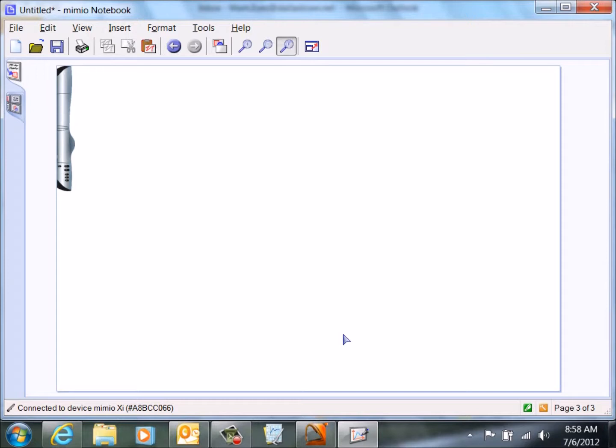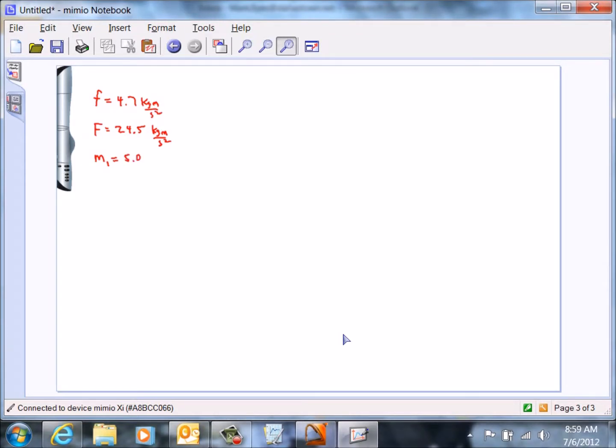Let's say we're given that lowercase f, which stands for frictional force, is 4.7. The units are kilogram meters per second squared. Capital F, which is some other kind of force that's pulling on this object, is 24.5 kilogram meters per second squared. And M1, the mass of this object, is 5.0 kilograms. So that's our known information.